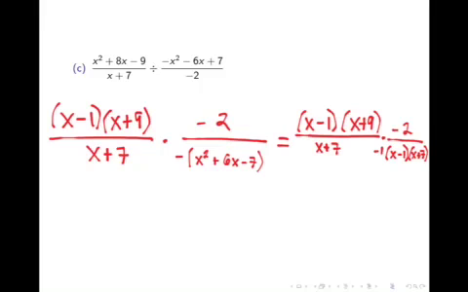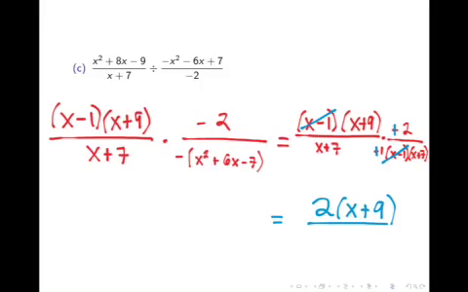Okay, now I look for things that cancel in the top and the bottom. I have an x minus 1 that cancels. My negative 2 over negative 1, those negatives are going to cancel and turn into positives, so I'll just have a positive 2. And then notice that my x plus 7s don't cancel because both of them are in the bottom. So in order for it to cancel, we have to have one in the top and one in the bottom. So what I'm left with in the top is my positive 2 and an x plus 9.